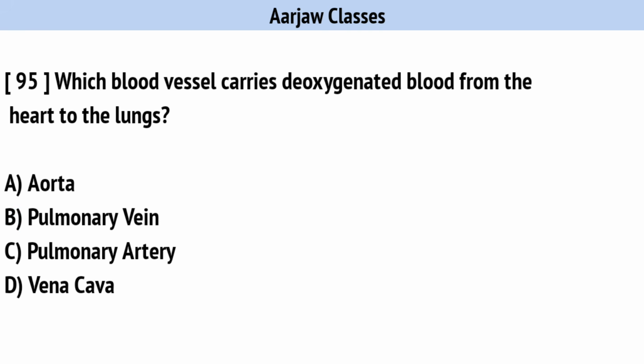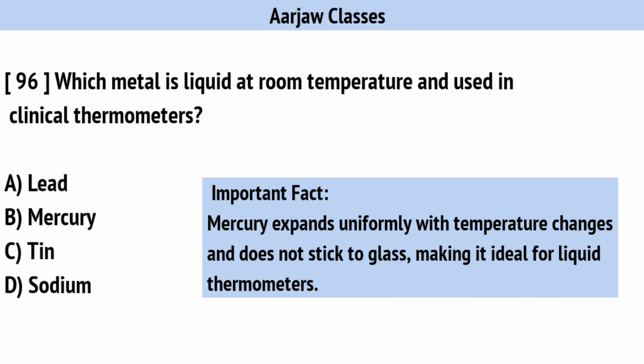Which blood vessel carries deoxygenated blood from the heart to the lungs? Correct option is C, pulmonary artery. Which metal is liquid at room temperature and used in clinical thermometers? Correct option is B, mercury.